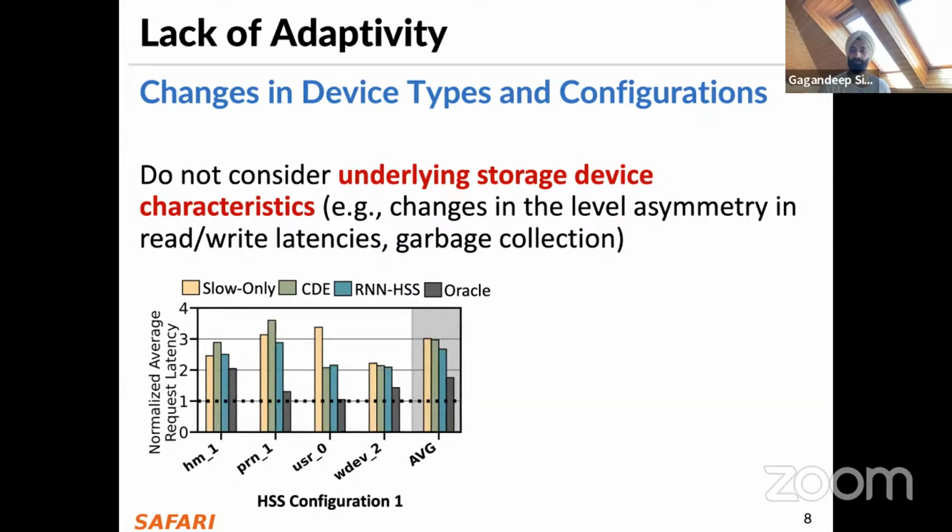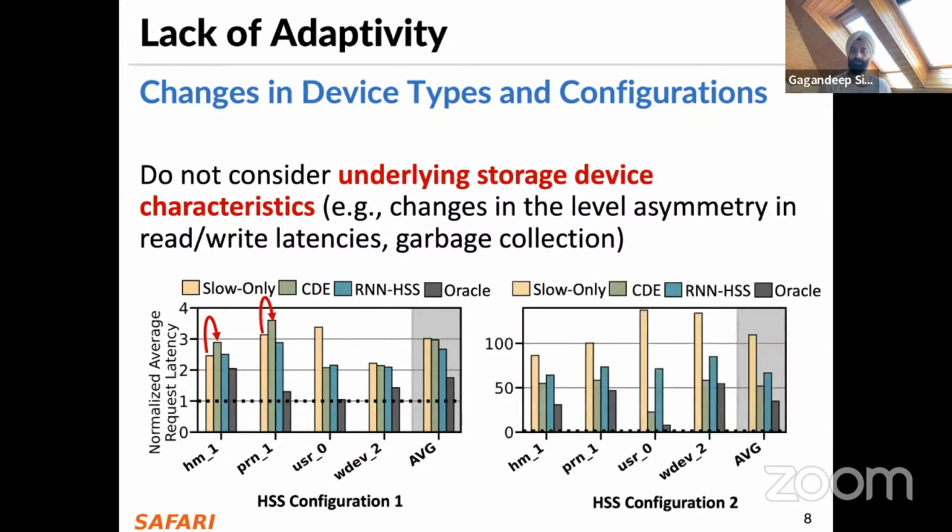We observed that the performance of some workloads is even worse than the slow-only policy that places everything in the slow storage. While if we take another configuration of these workloads on a different device configuration, where we have a different hybrid storage system, they might provide better performance than slow-only, because these policies are really built for one kind of configuration and not for a different configuration.